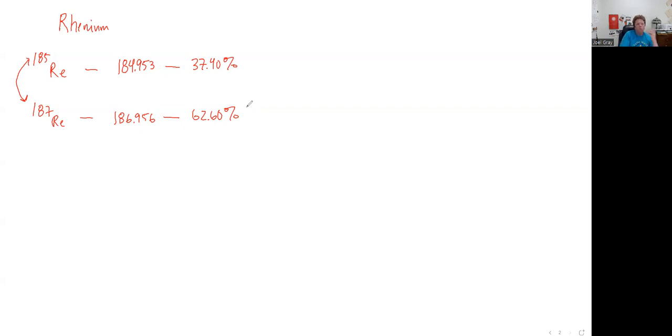Now, from this question, what we're trying to figure out is what is the atomic weight of rhenium. Another way to think about that is, what is your average rhenium atom? What's the mass of it? Well, what you have to do for this is take the mass of each isotope and the abundance of each isotope.